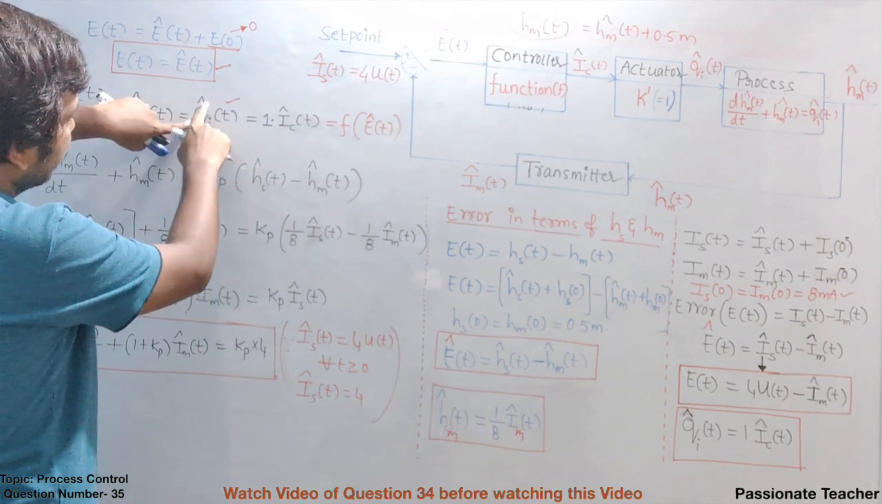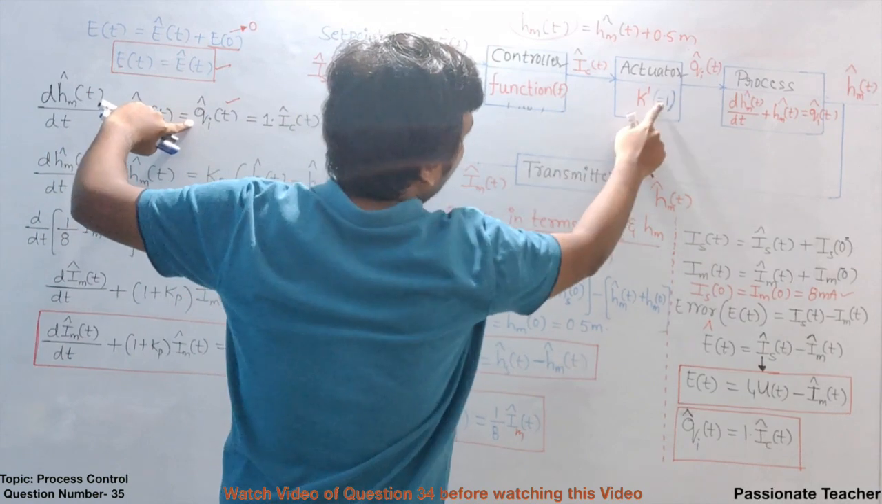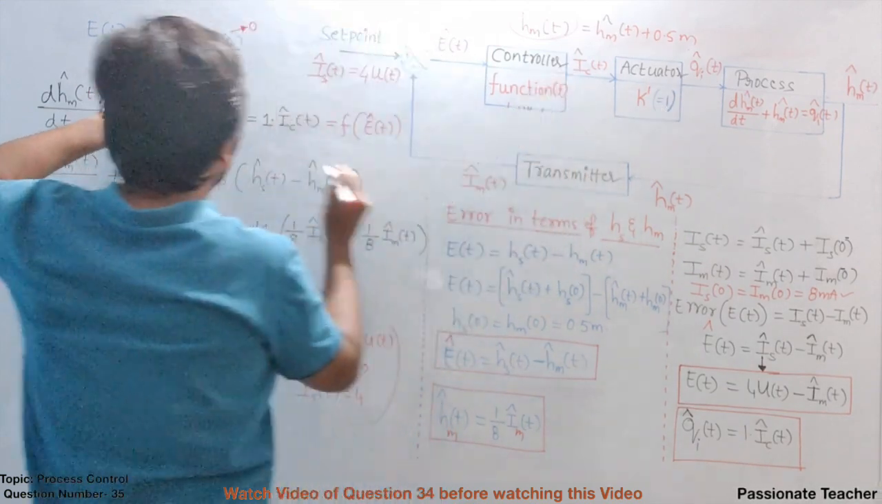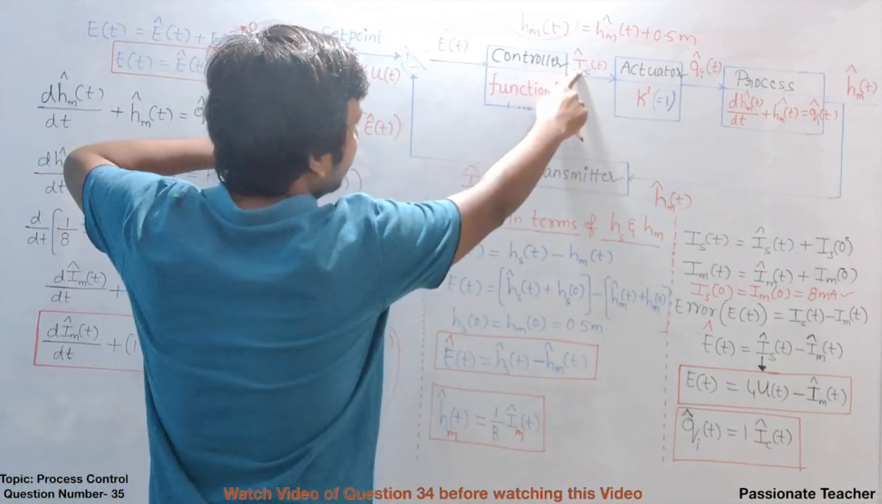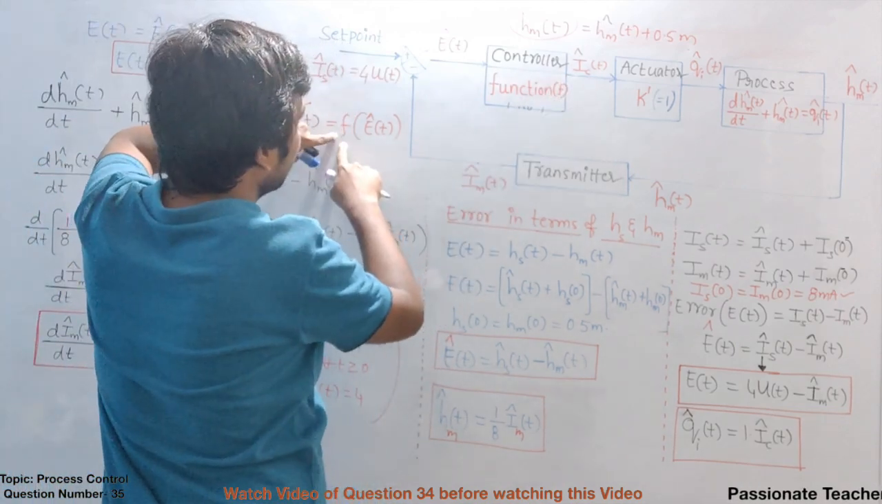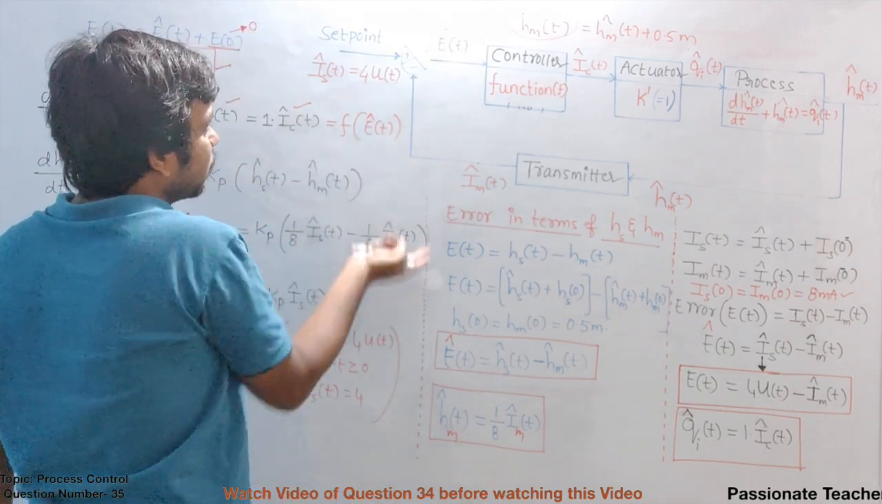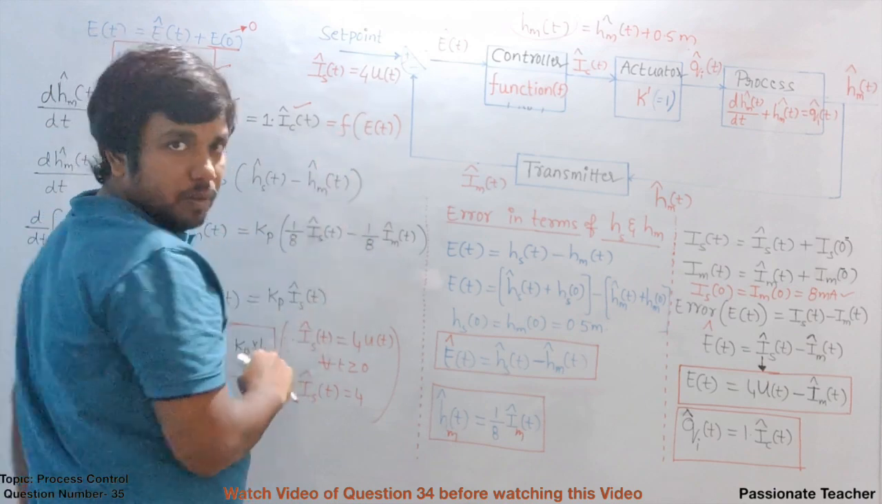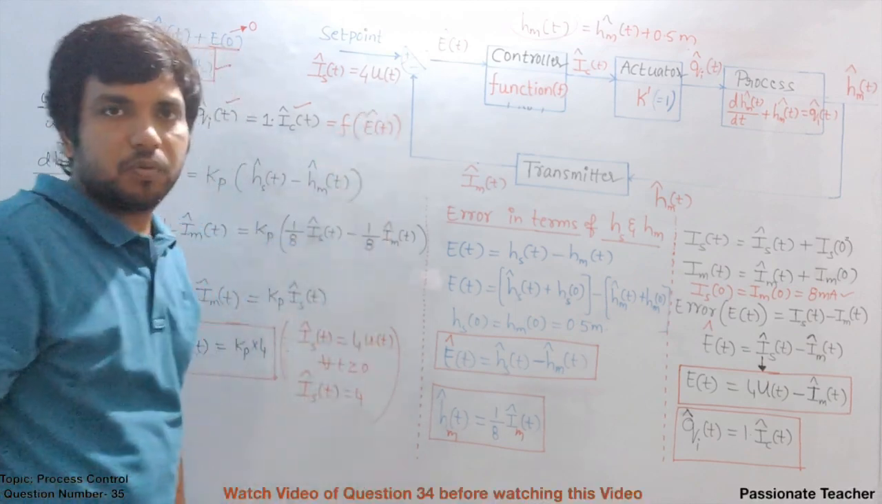But how can we change the Qin cap of t? Qin cap of t here is nothing but 1 into Ic cap of t. That is what exactly I have written here. But this Ic of t is actually nothing but some function of this error, that is, the deviation in error. As I said, there is no difference even if you write E cap of t or E of t. But for understanding purposes, it is better to write E cap of t only.